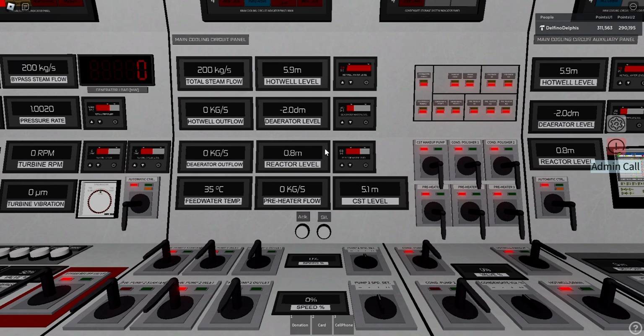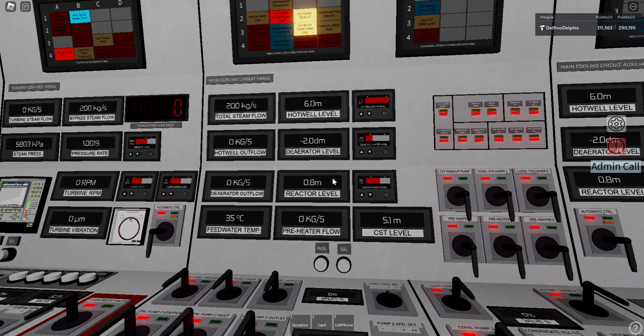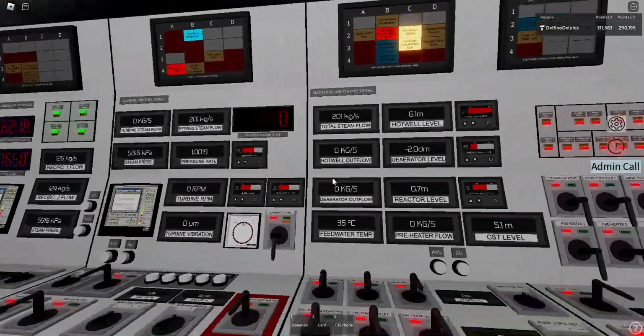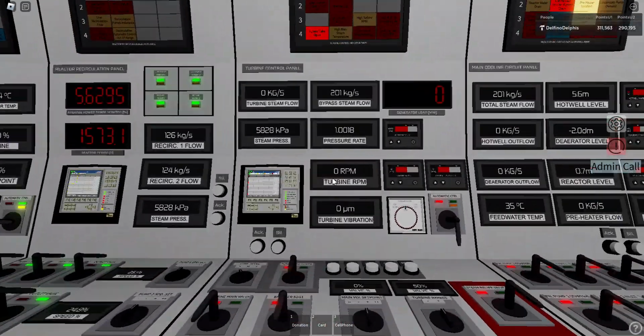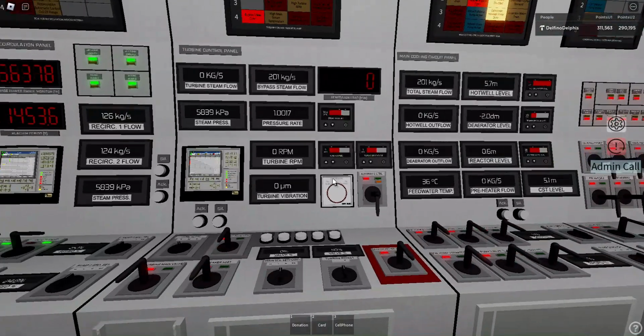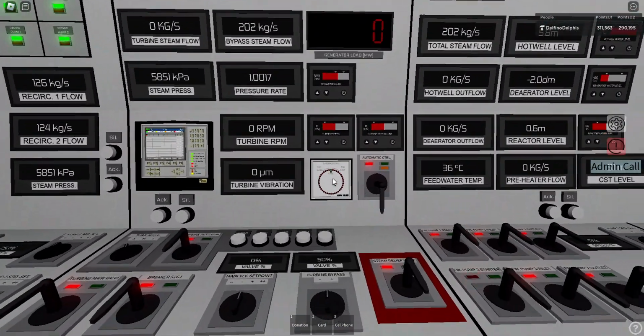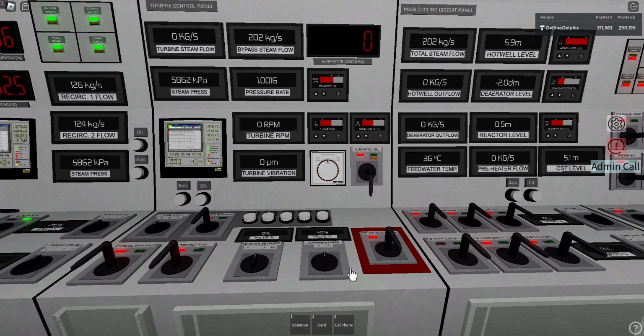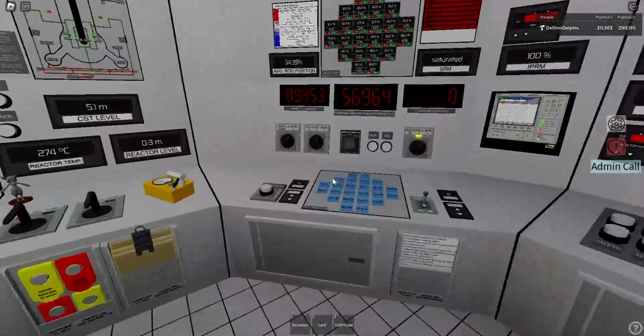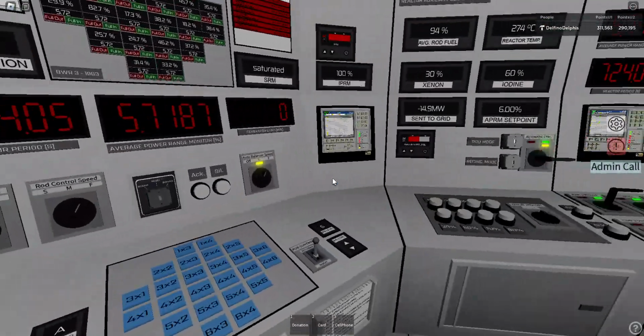So you can see the total steam flow. This is the steam that we take from the reactor. We can change it with the bypass. If we open the bypass, you can see the steam flow rises. But it also depends on how much water we actually boil, so it depends a lot on the reactor power.